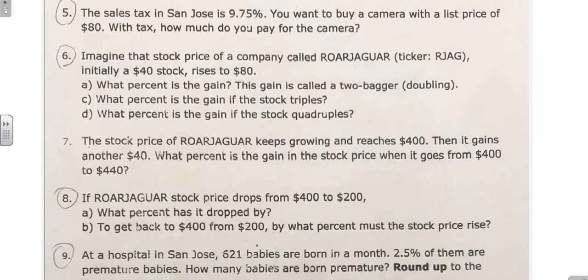Each of these problems has something called percent. Let me just help you see. That says percent. This says the percent, what percent. Stock price reaches, what percent. So do you see? First off, I want to go over that vocabulary word.